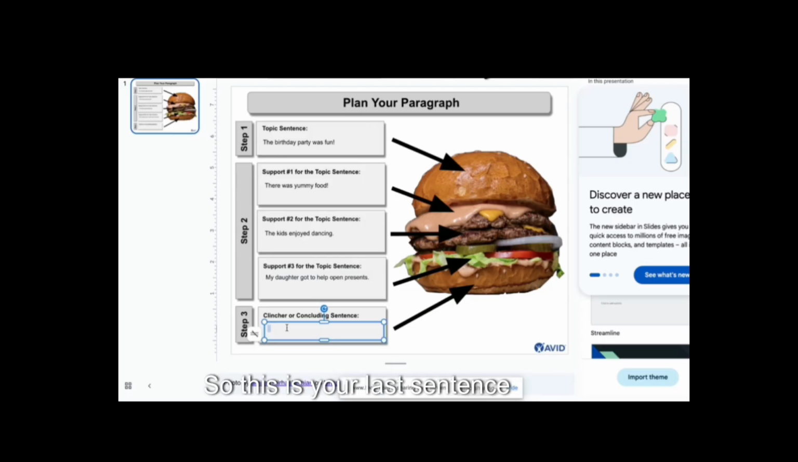What's going on? So I can say, we can't wait for next time. That just gives you some excitement, and it's just a way to conclude the paragraph. Make it very easy. Again, you're talking about how it's fun. So that's an example of the Paragraph Hamburger.